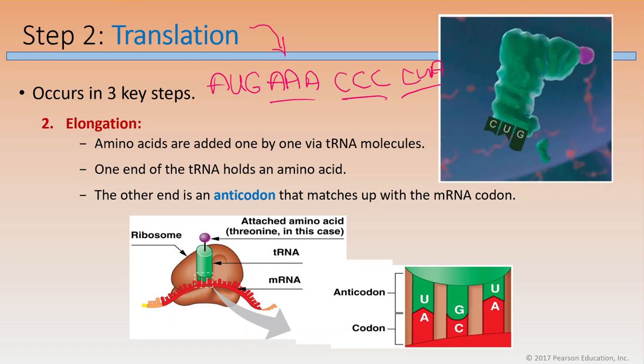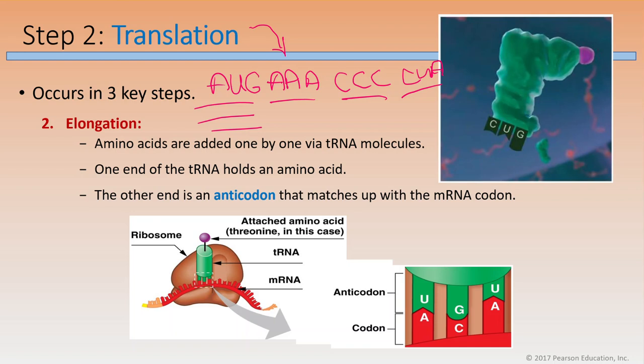So elongation again is going to be the adding of amino acids as the tRNA molecules read that mRNA molecule within the ribosome, always starting after AUG, because translation, the elongation process, cannot occur until initiation, and initiation requires that the 3 base pairs AUG be read.